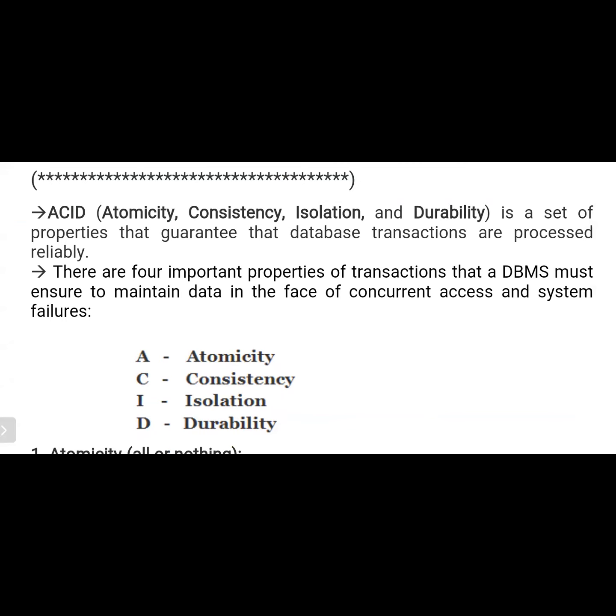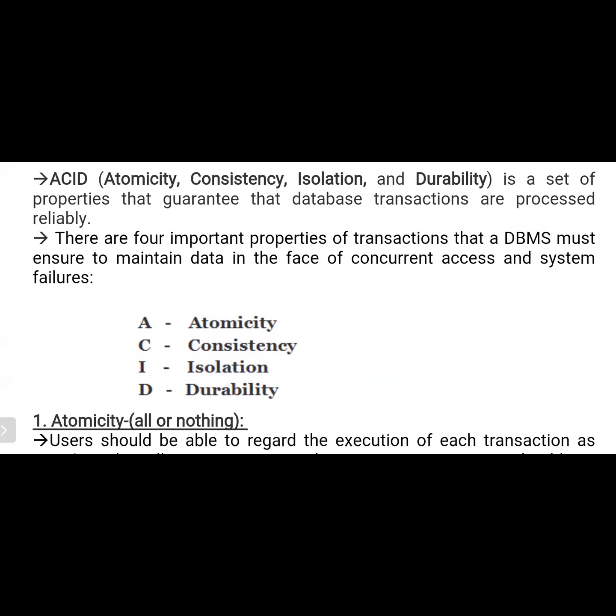Now let's look at the screen. ACID is a set of properties that guarantee database transactions are processed reliably. These are the main properties to be maintained by transaction management. There are four important properties of transactions that a DBMS must ensure to maintain the data in the face of concurrent access and system failures. That means even when a number of users access the data at the same time and different types of problems may occur, if we maintain these properties, we are able to overcome those issues.